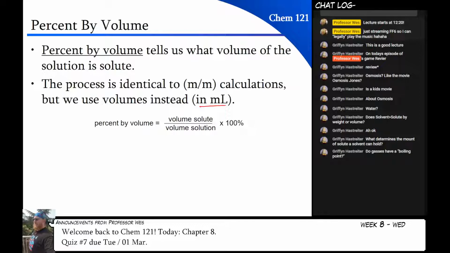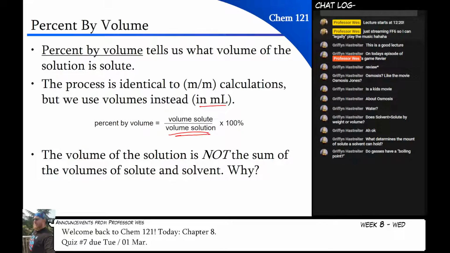But there is a major catch here, and that is this part right here. Remember how before I said, to get the mass of the solution, you just add the solute and the solvent together, right? But if you try and do that with volume, it doesn't work. If you add two volumes together, you don't get what should be the sum. So 50 milliliters of water and 50 milliliters of ethanol is not 100 milliliters.